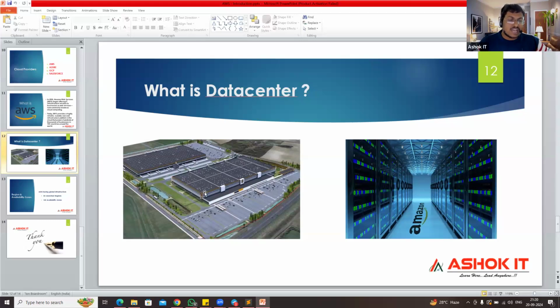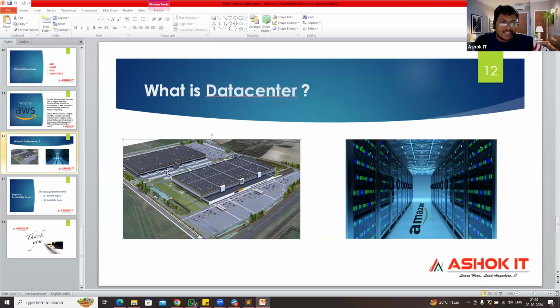So this is the outside look of the data center. This is the inside look of the data center. For our company, for our project, AWS is giving servers, database, storage, network, security. So AWS is maintaining infrastructure to do the business. Where AWS maintains that infrastructure is called a data center.